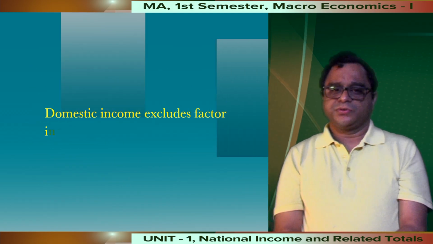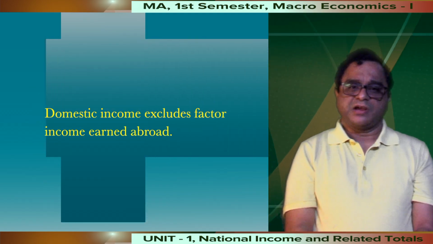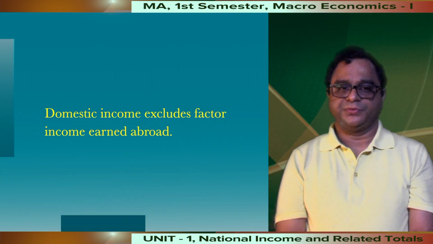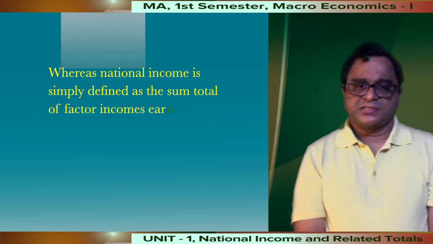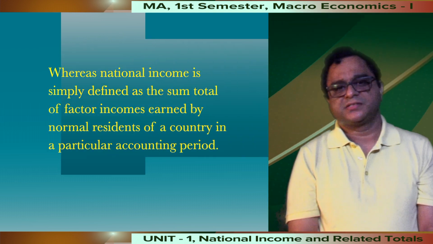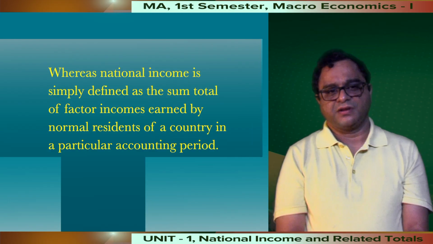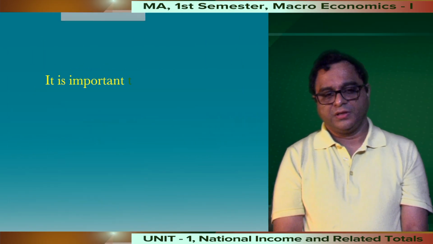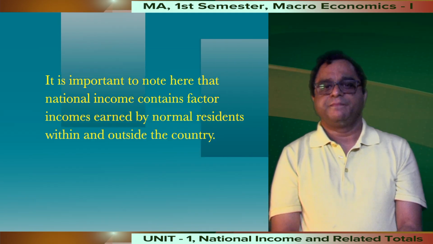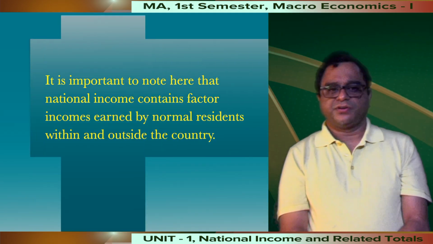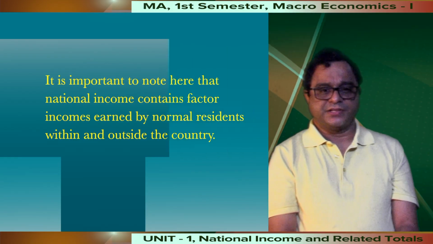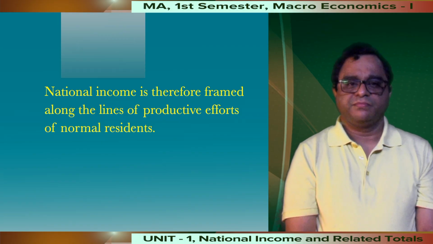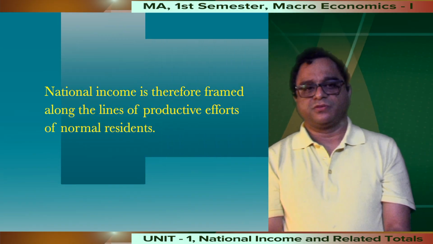We should clearly note that domestic income excludes factor income earned from abroad. Whereas national income is simply defined as the sum total of factor incomes earned by normal residents of a country in a particular accounting period. It is important to note here that the national income contains factor incomes earned by normal residents within and outside the country. National income is therefore framed along the lines of productive efforts of normal residents.